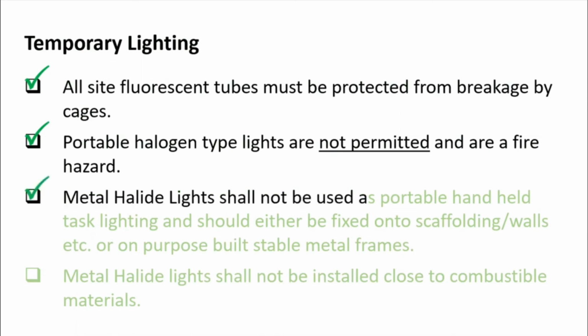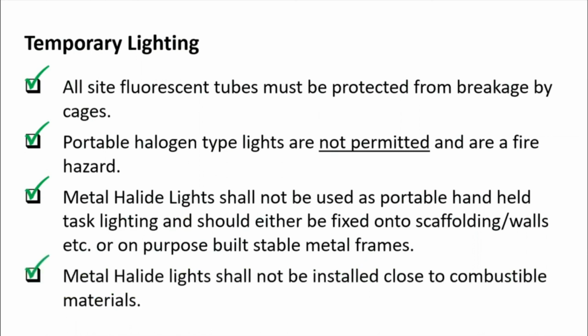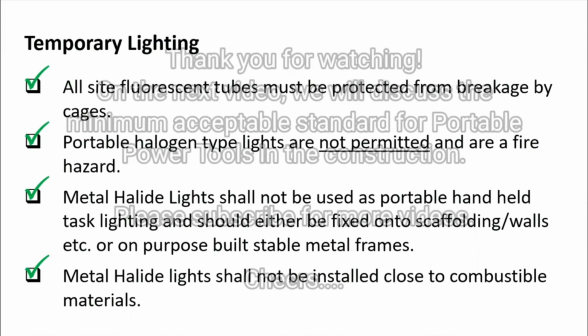Metal halide lights shall not be used as portable handheld task lighting and should either be fixed onto scaffolding, walls, etc., or on purpose-built stable metal frames. Metal halide lights shall not be installed close to combustible materials. There have been several incidents where these metal halide lights produced fire, and even timber can be ignited by metal halide lights.